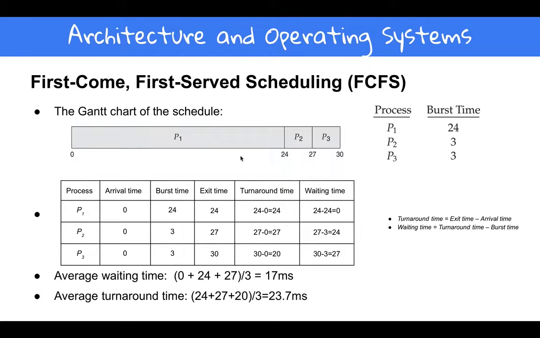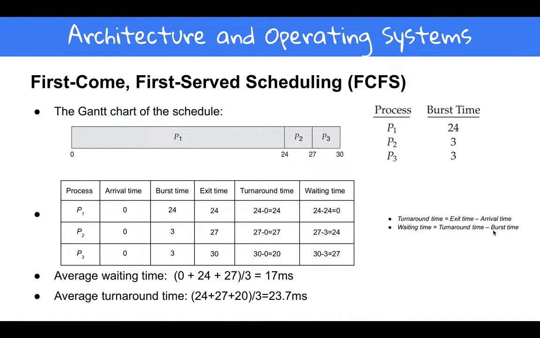And the last one, 30 minus 0. Oops, there is a typo here, I will fix that. It should be 30. 30 minus 0 is 30. Sorry for that. So, what is waiting time?